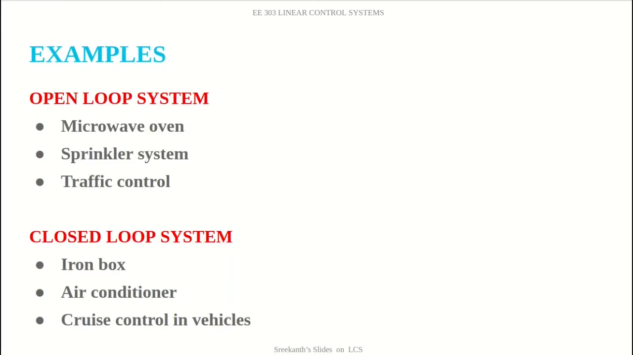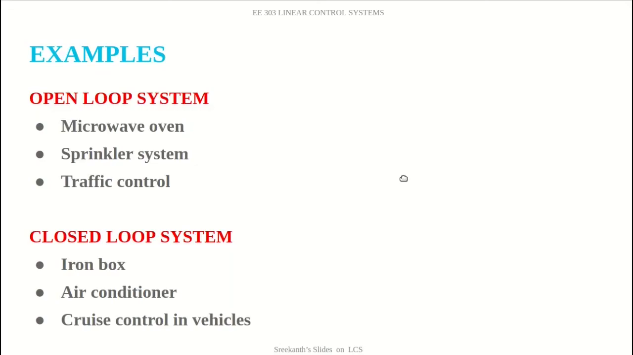So here the input, which is the supply of the cool air, is being influenced by the output, that is the temperature of the room. Hence you can say that an air conditioner is an example of a closed loop system. Now the third one for the closed loop system is cruise control in vehicles. Now cruise control is a feature where you set the speed of the vehicle to a particular value, let's say 60 kilometers per hour. Now once you set to that speed, the vehicle has to move at 60 kilometers per hour even if it is moving uphill or downhill.